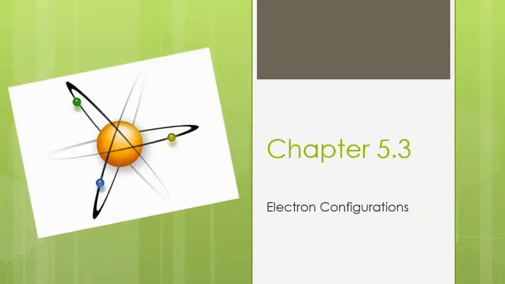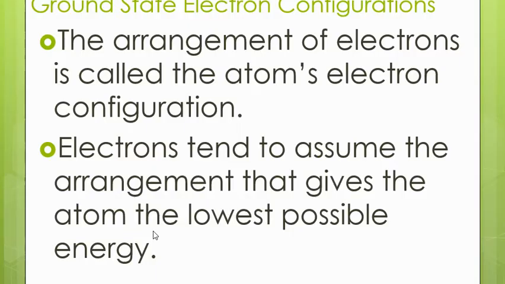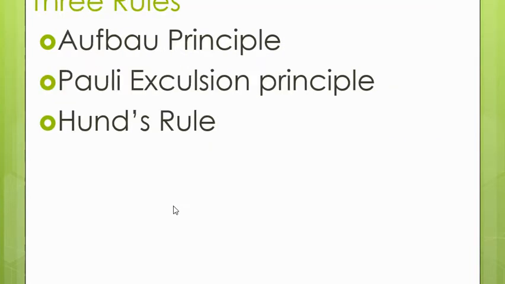We're going to talk about electron configurations today. Electron configurations are a way that we can show where the last electron is. The arrangement of the electrons, again, is called an electron configuration. It's another way to share that, as we did with the quantum numbers in our last video. So electrons are going to assume an arrangement so that they have the lowest possible energy.